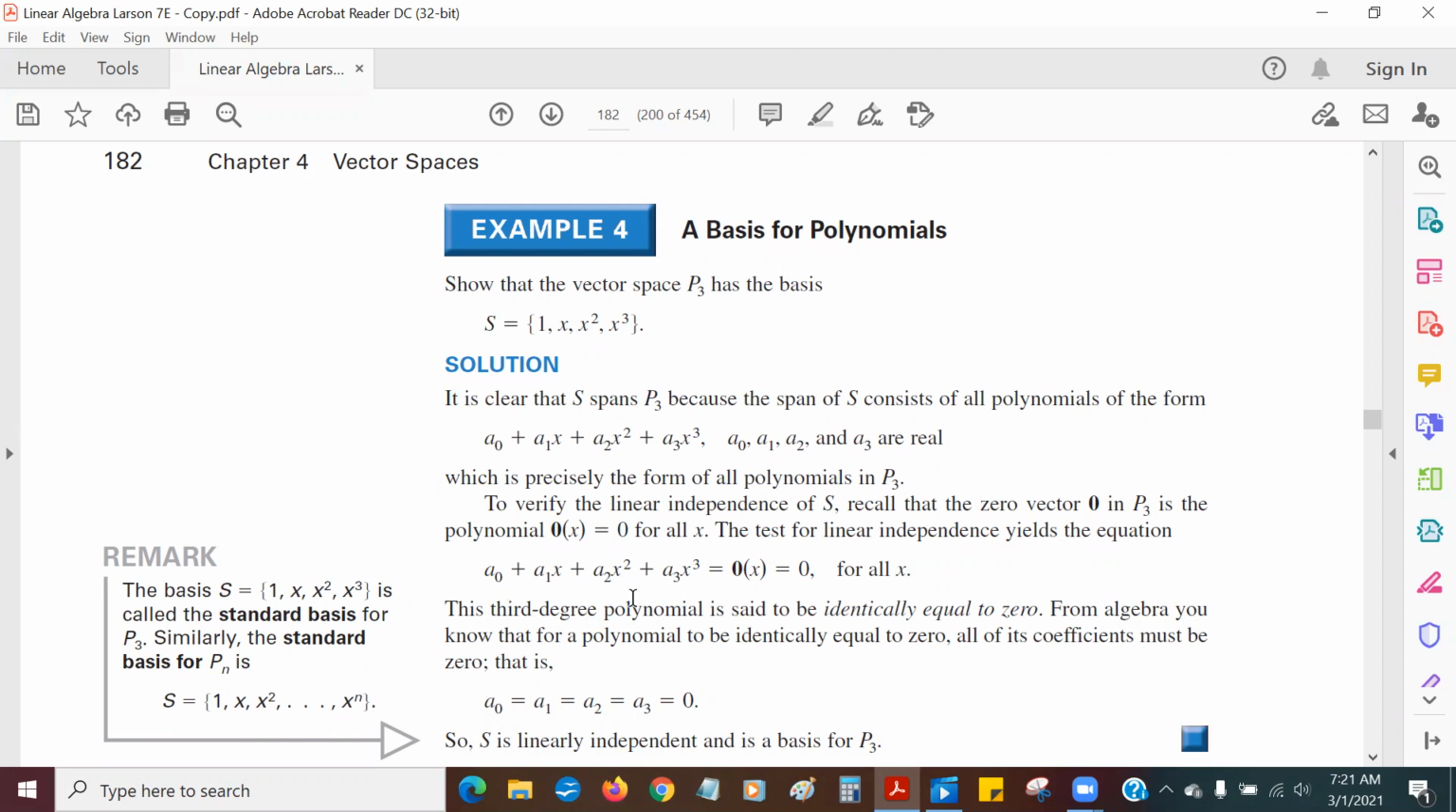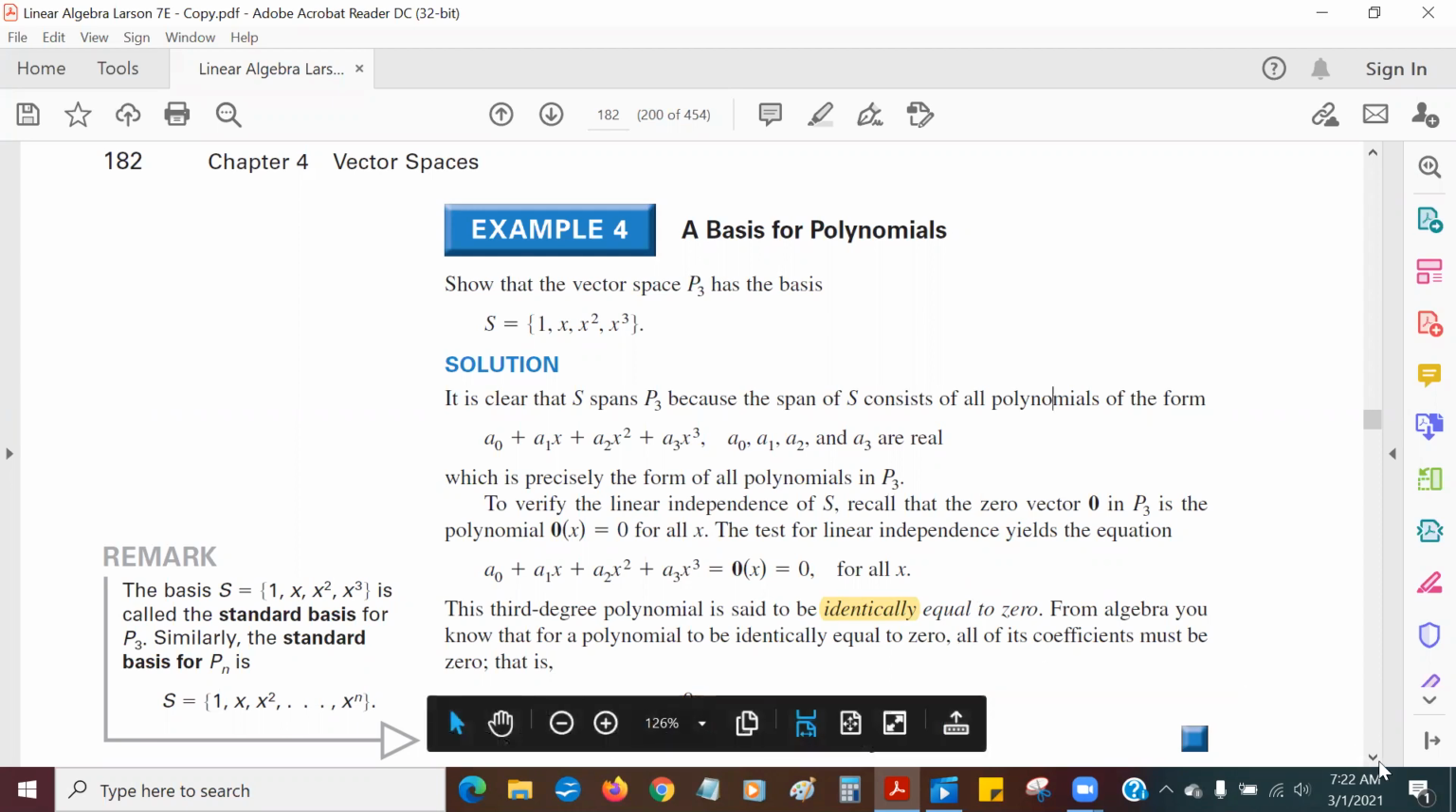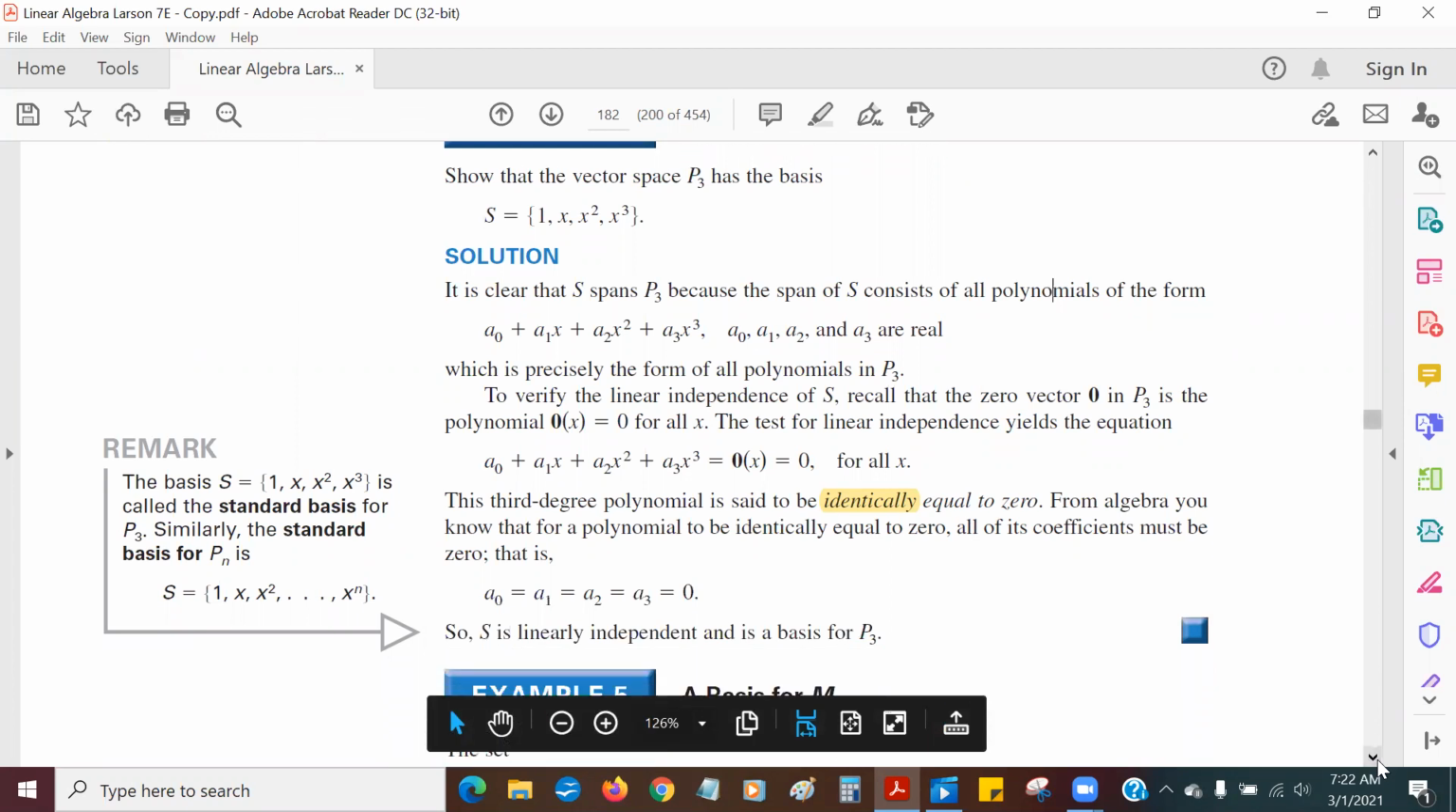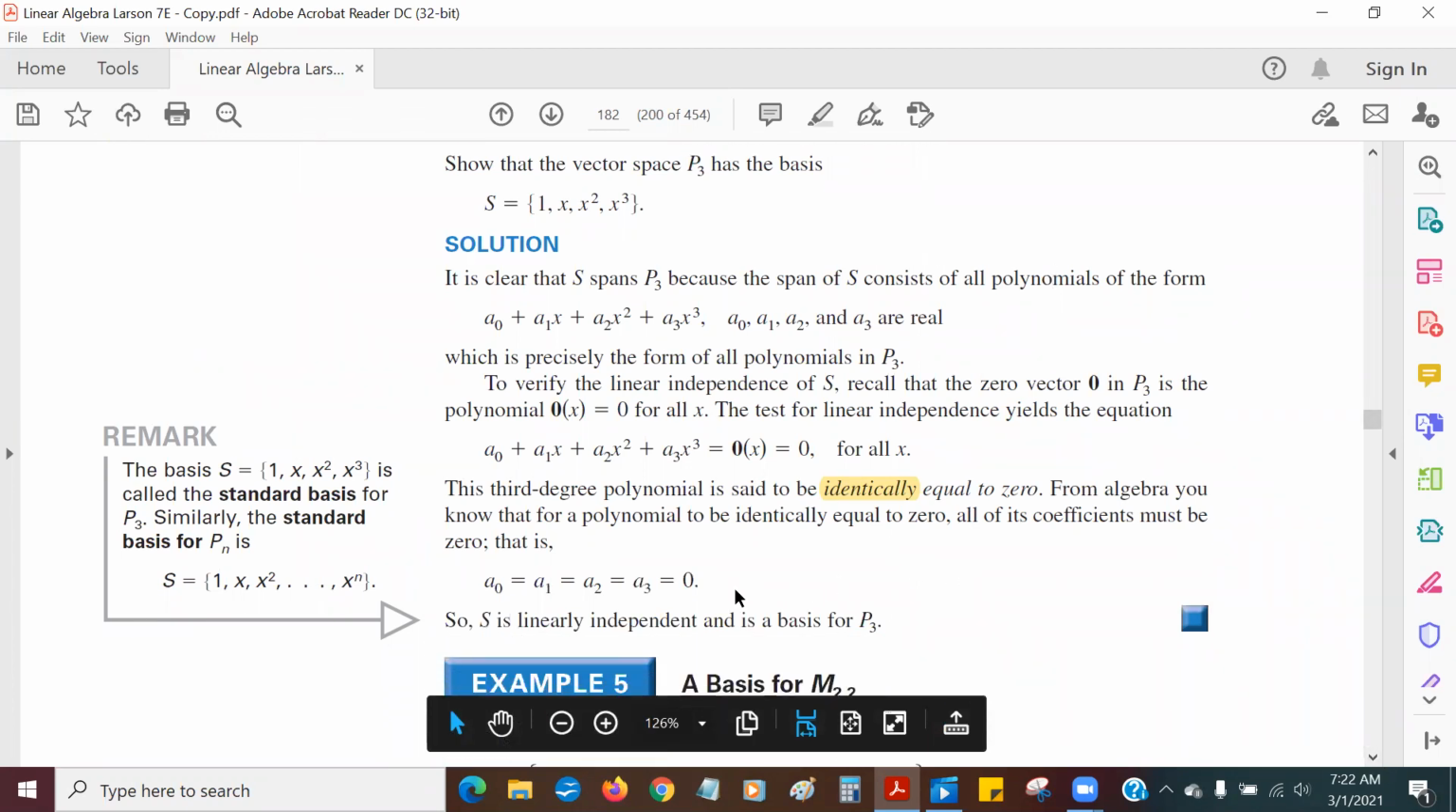So we have a third degree polynomial which is identically equal to 0. The word identical here means that it equals 0 for all values of x. Not just that I could find values of x that make it equal 0, but every value of x makes it equal 0. And from algebra, we know that means that all the coefficients have to be 0 for that to happen. And so we've done it. We've shown that the trivial solution is the only solution. So it's all good. Now let's look at another kind of basis.